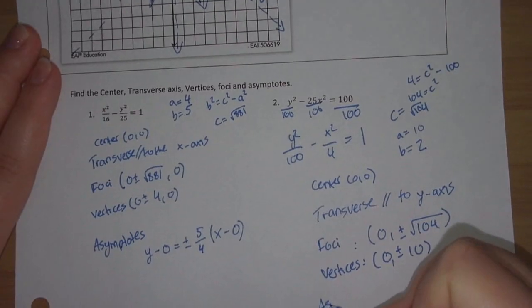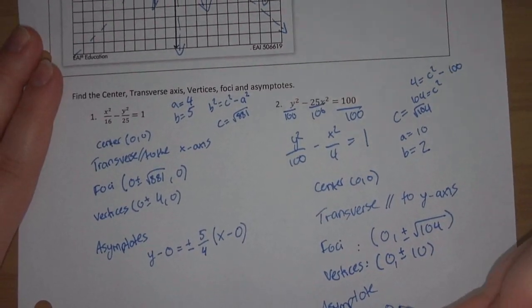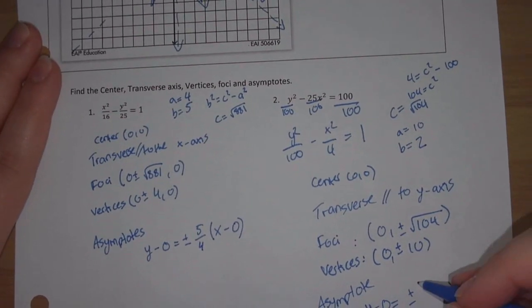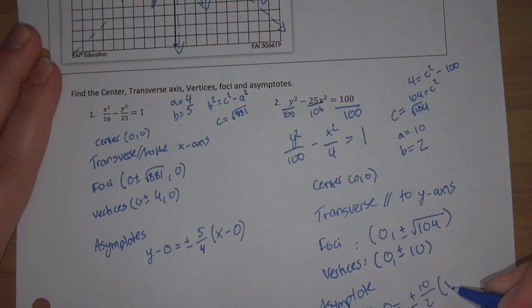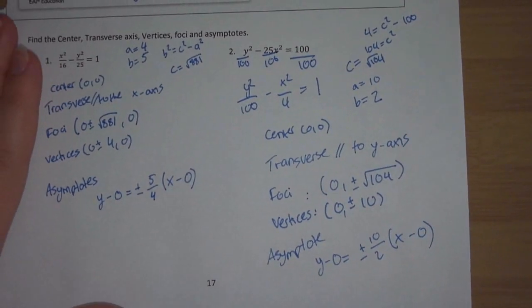And then our asymptote, we still have y minus k equals plus or minus a over b this time, x minus h. And that is all for this video.